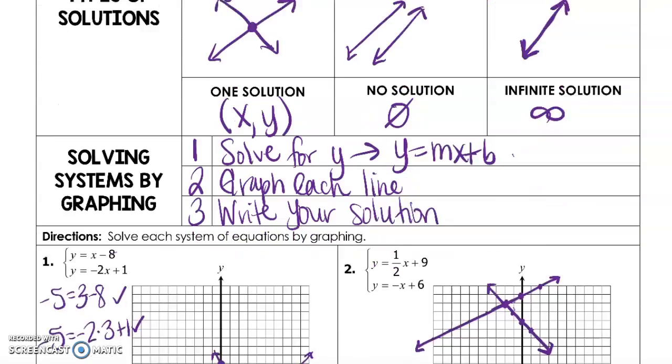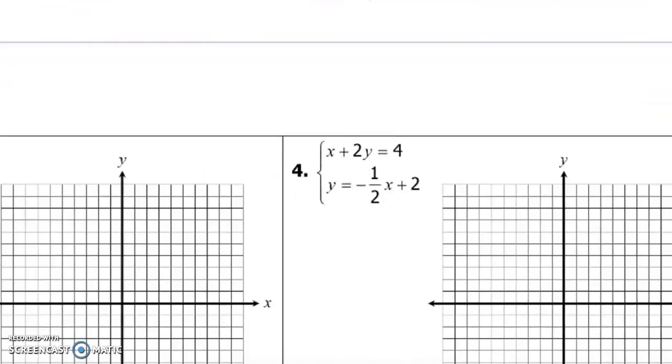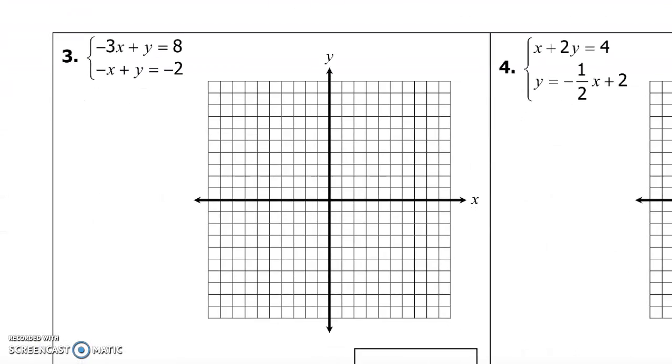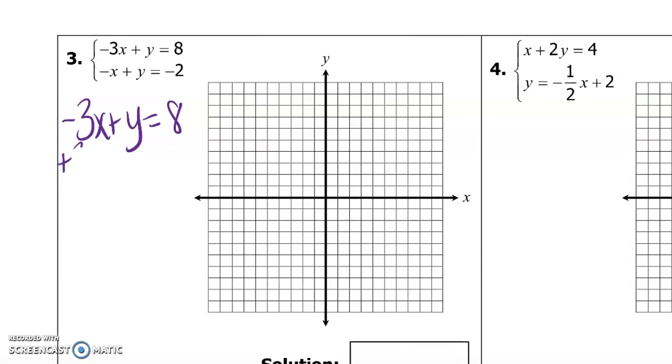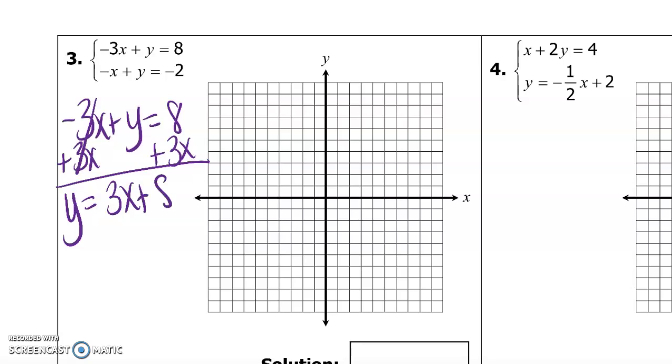to get y by itself. So if we look at the top equation, I'm going to just rewrite it. Negative 3x plus y equals 8. So to get y by itself, I would have to add 3x to both sides. So those go away. Y equals 3x plus 8. Now I can find my y-intercept and my slope.